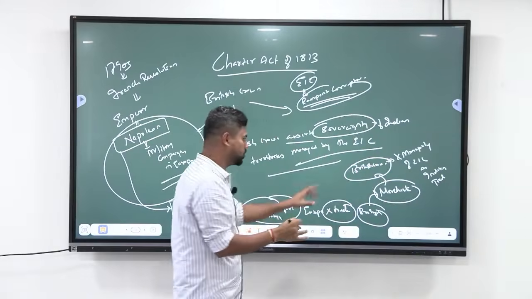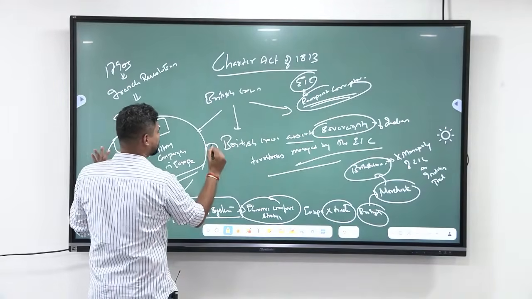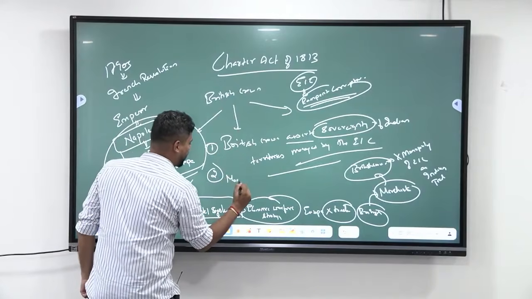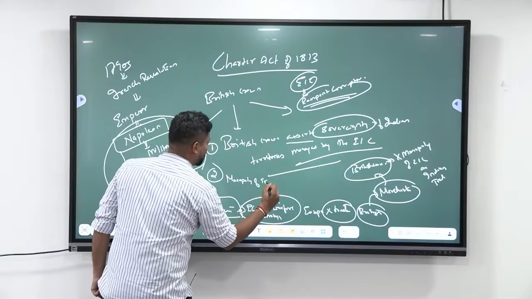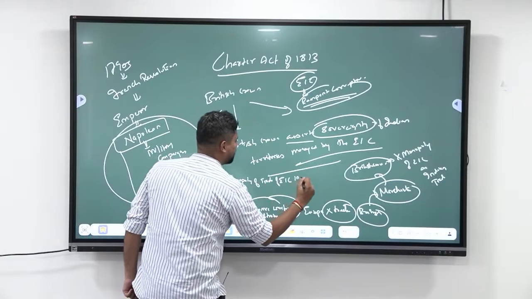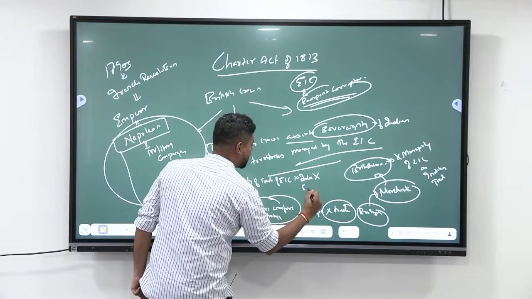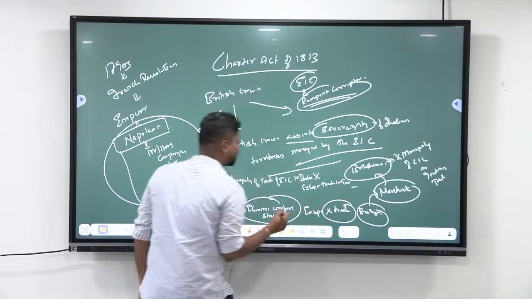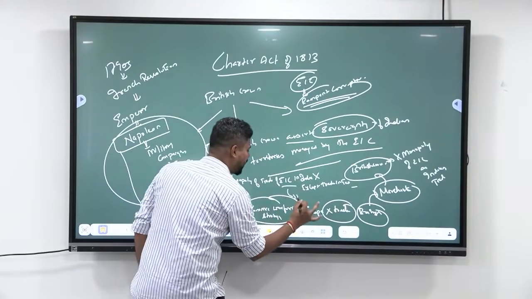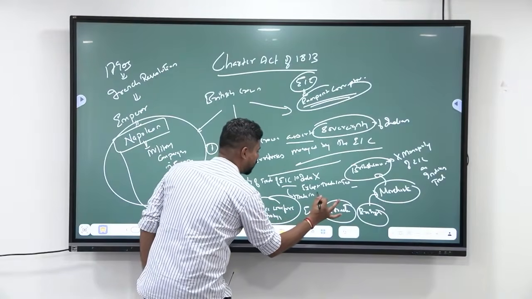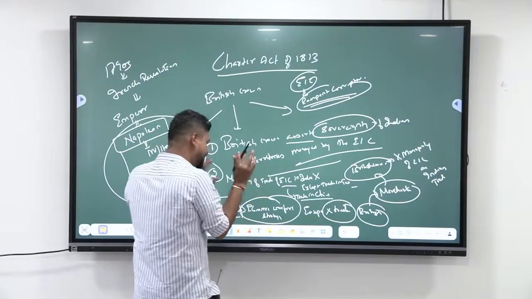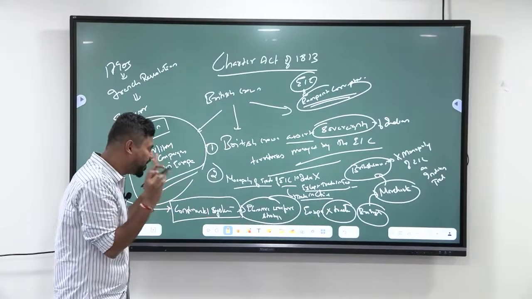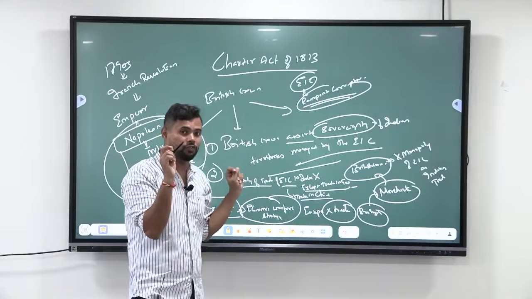And because of this outcome, the second provision under the Charter Act of 1813 is that the monopoly of trade of the East India Company in India is now removed, except trade in tea. And they will also retain the trade monopoly in China. But in India, the monopoly of trade of the East India Company is removed except trade in tea. So these are the two very, very important structural changes that happen in the Charter Act of 1813.